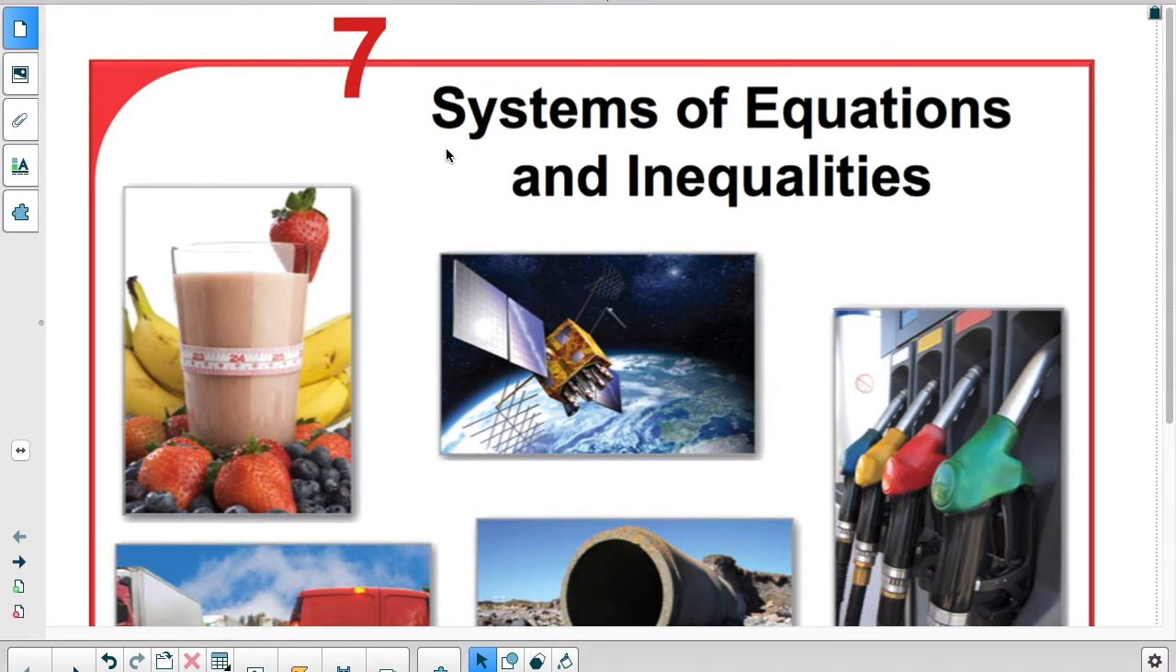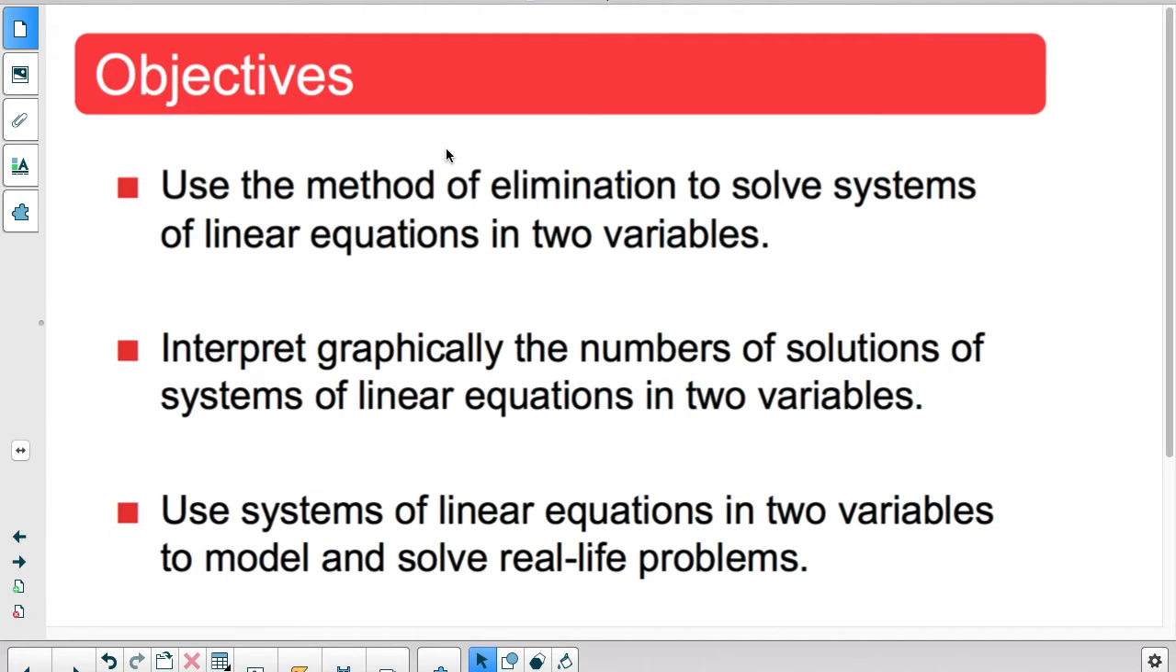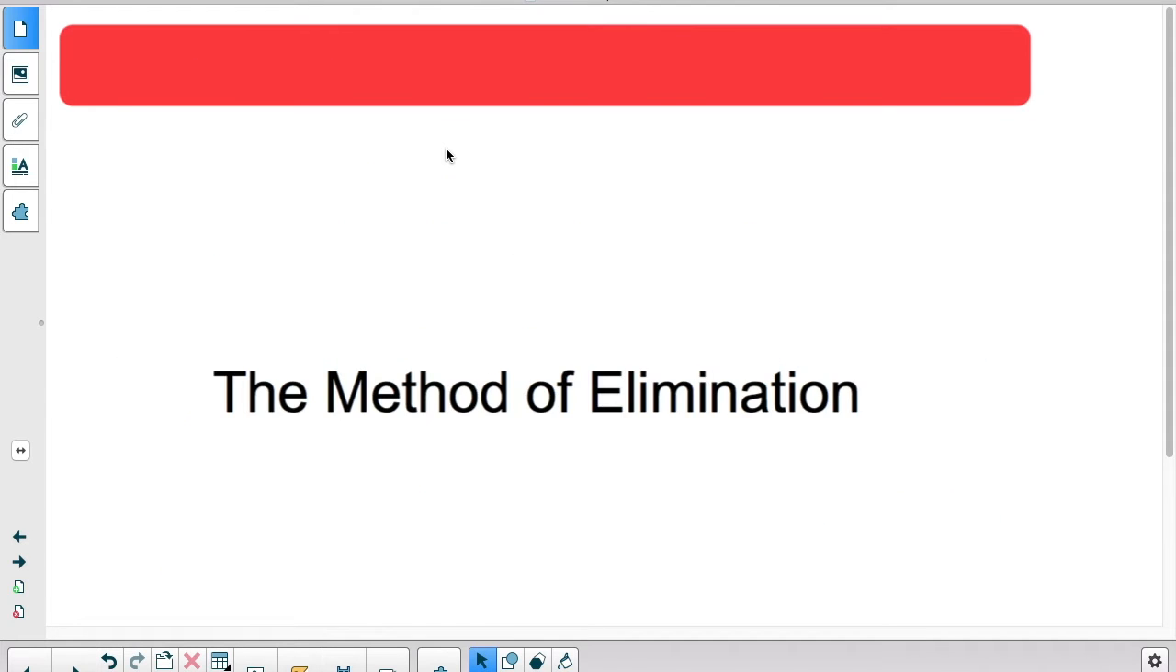Alright, so we're continuing on in Chapter 7 with Chapter 7.2, and this is still dealing with solving systems of equations and inequalities. Now what we're going to be dealing with here is two variables, what they call two variable linear systems, and really what we're talking about is using elimination. Solving systems of equations by elimination.